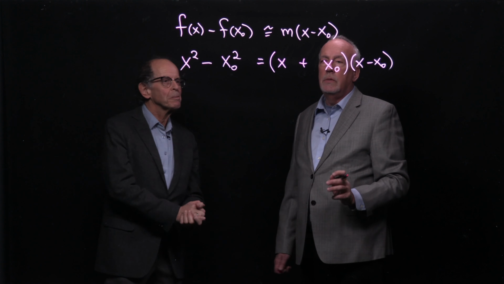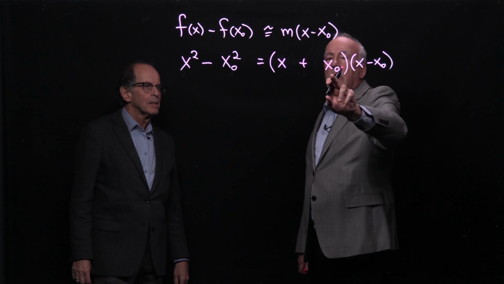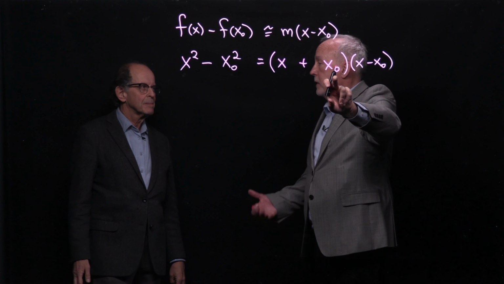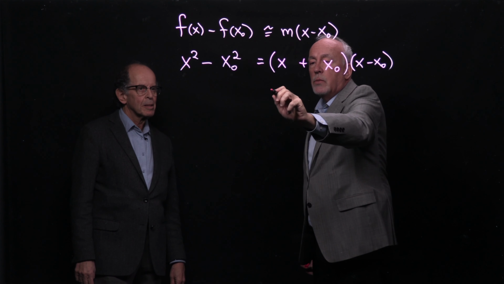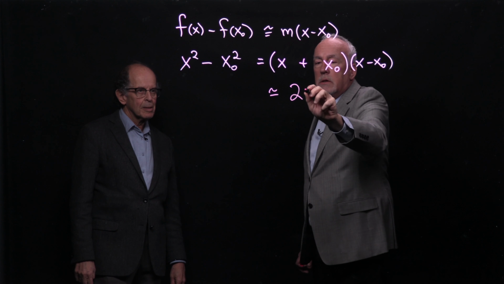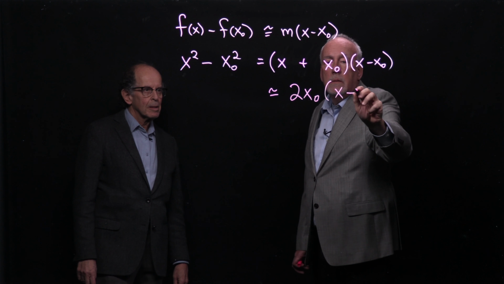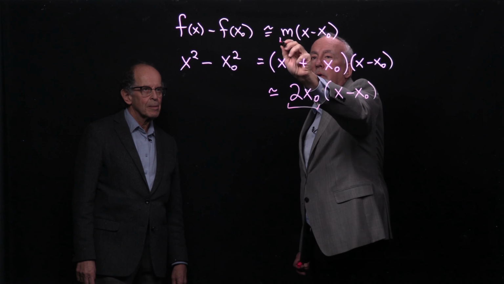Okay, so now what do we do? Well, now we say we want an approximation. So the slope should not depend on this variable x. X naught is a constant, like 3 or 7, like we said. So we know x is close to x naught, so this thing is approximately x naught plus x naught, which is 2x naught. So there I've got my approximation. And this guy is my slope.